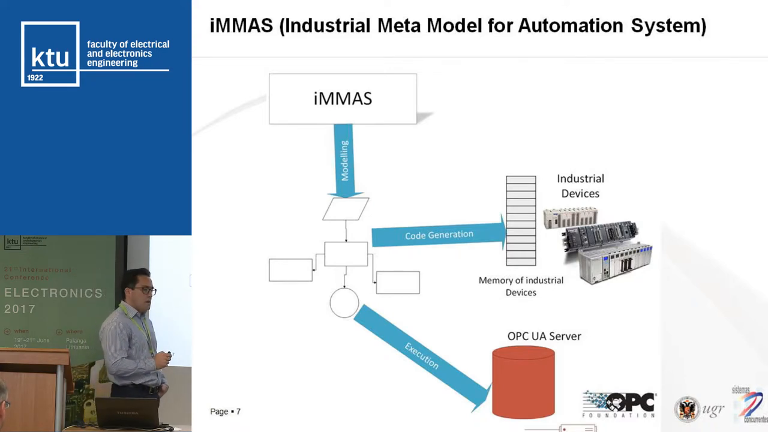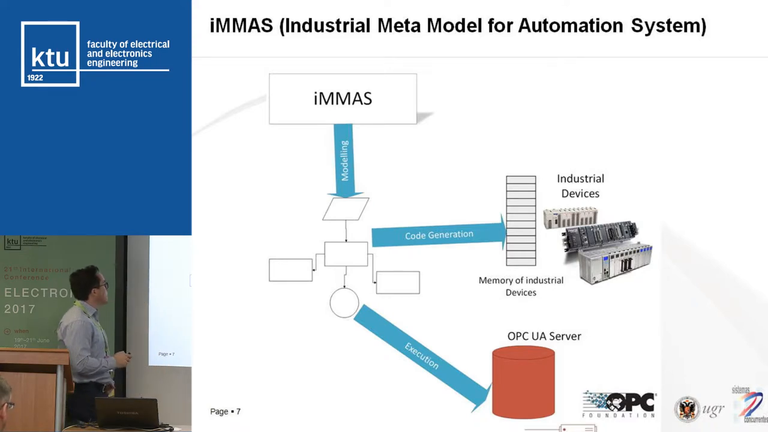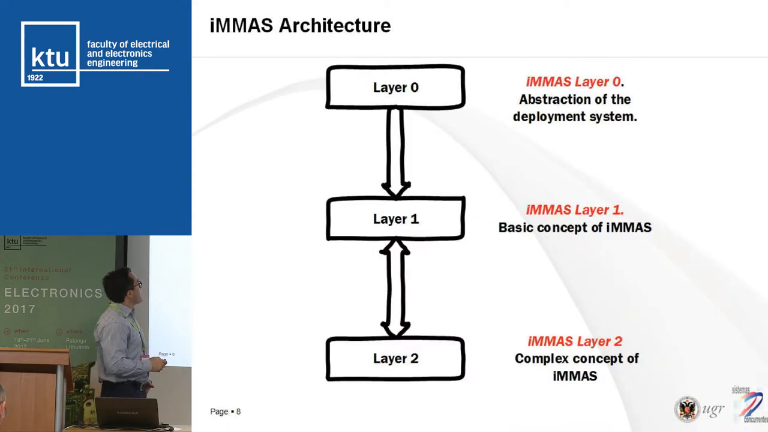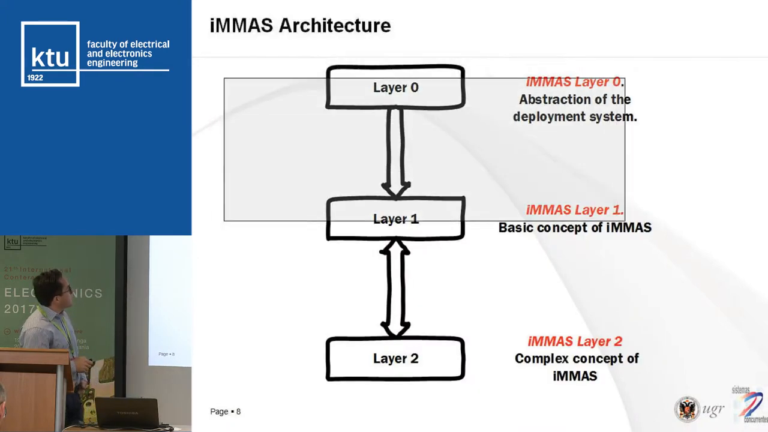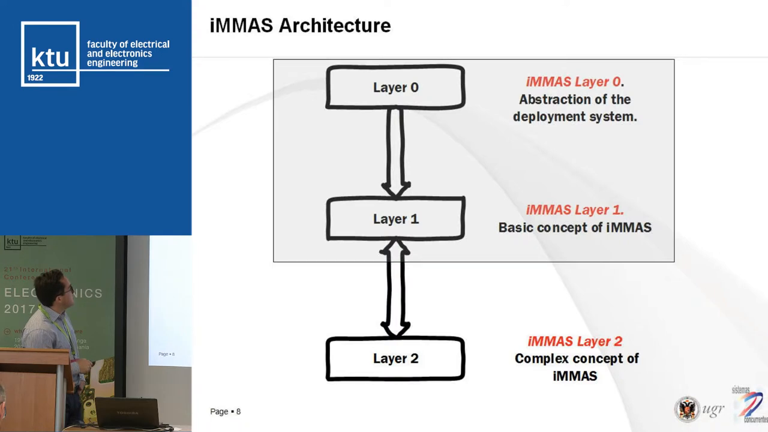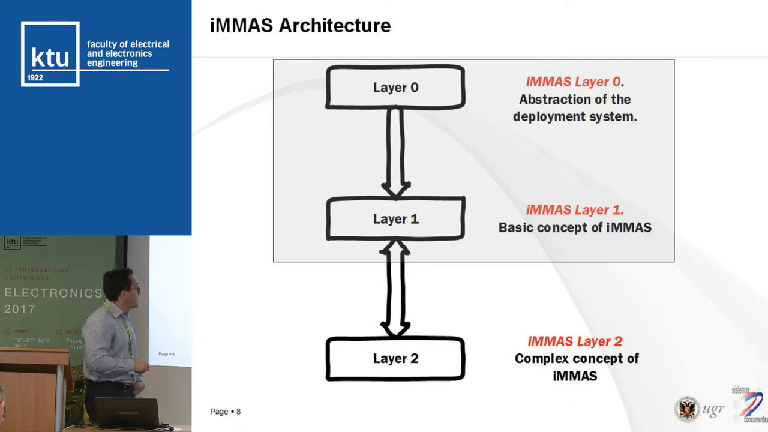Do we have the abstraction level of the IMAS? We can deploy IMAS in the OPC UA, of course, and in the industrial device also. This is the architecture of IMAS. In this work, we are focusing on layer 0 and layer 1. The abstraction level of layer 1 is different between them. This is the more complex layer. Just now we have finished this layer, but when I was working on this paper, only these two layers were deployed.